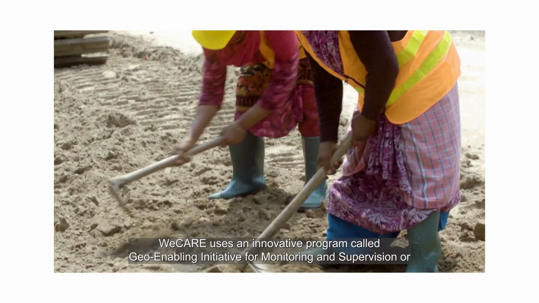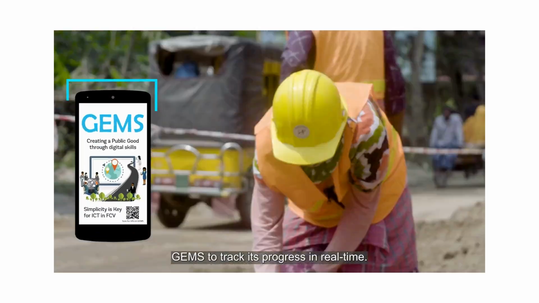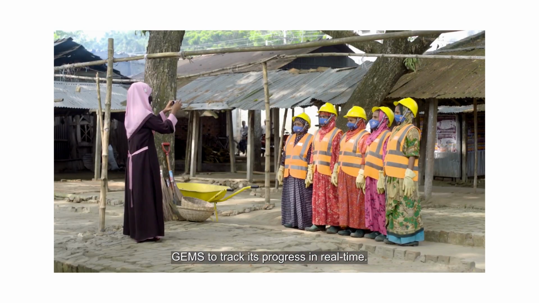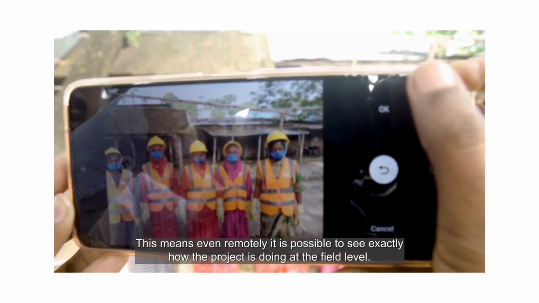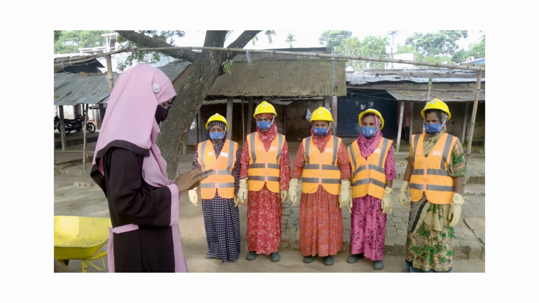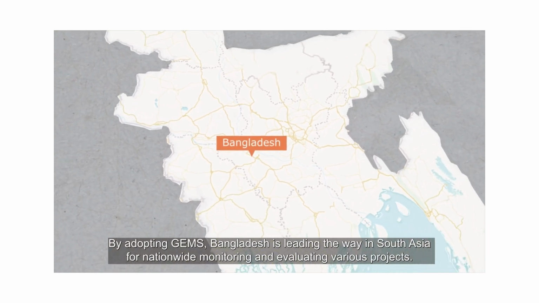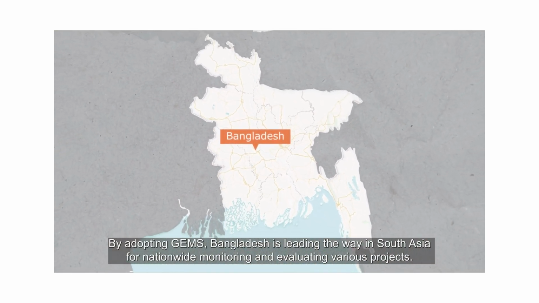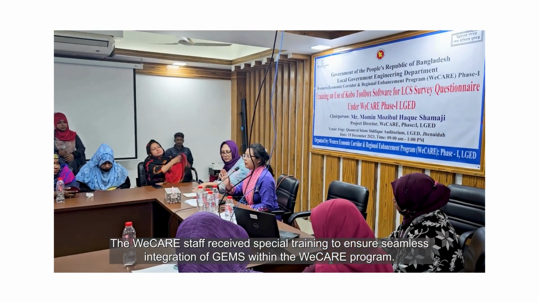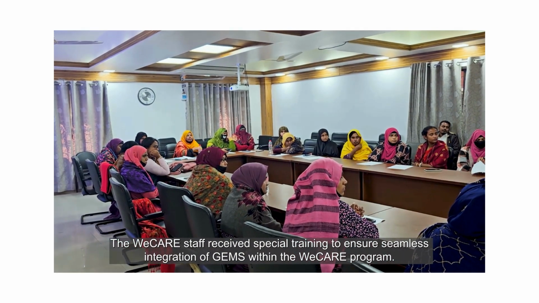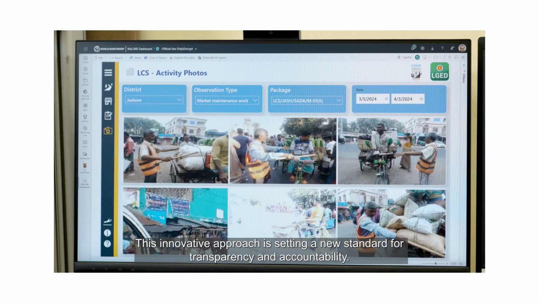WeCare uses an innovative program called Geo Enabling Initiative for Monitoring and Supervision, or GEMS, to track its progress in real time. This means, even remotely, it is possible to see exactly how the project is doing at the field level. By adopting GEMS, Bangladesh is leading the way in South Asia for nationwide monitoring and evaluating various projects. The WeCare staff receive special training to ensure seamless integration of GEMS within the WeCare program. This innovative approach is setting a new standard for transparency and accountability.